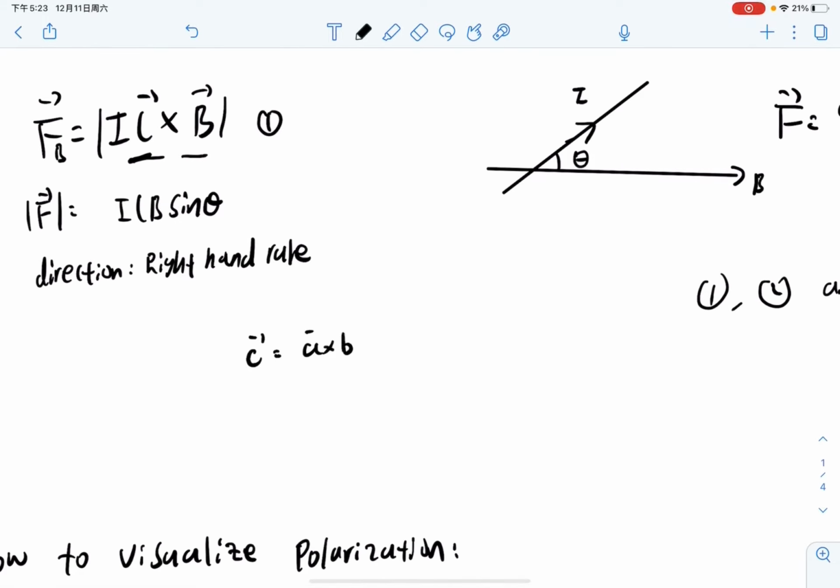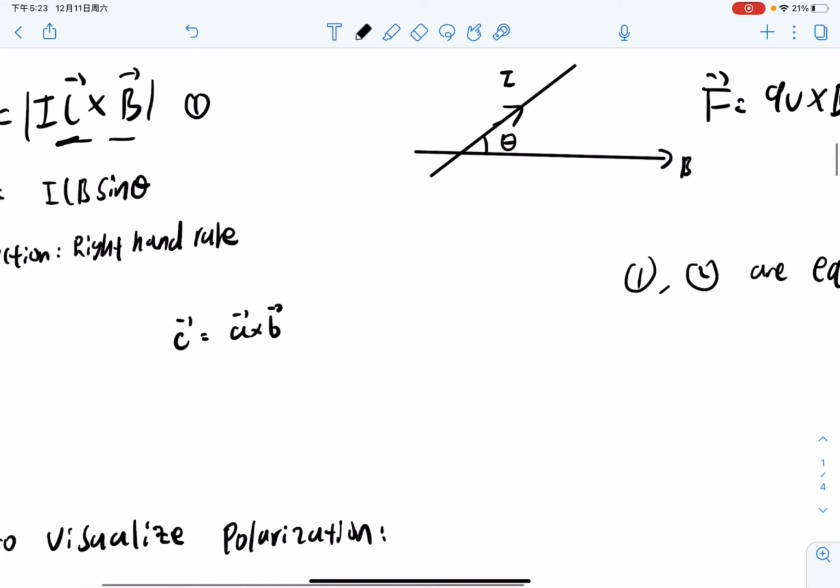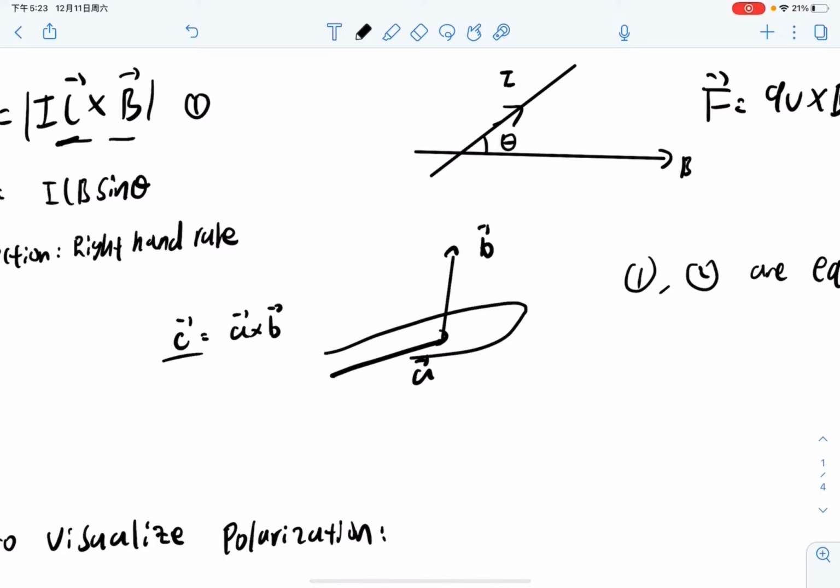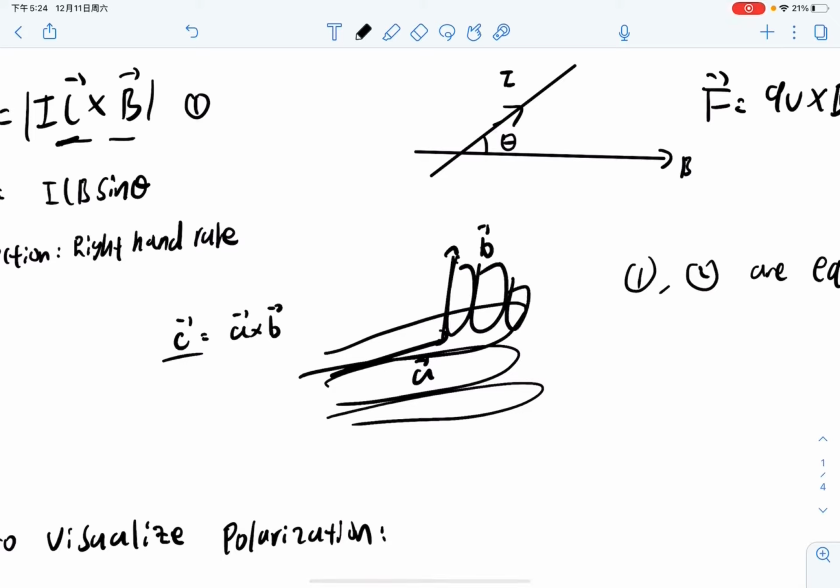For this case, if you have a vector A and here's a vector B, the direction of the vector C is just, if you have four fingers and use your palm, the palm is pointing in the direction of A, and your fingers will fold to the direction of B. And you will see the direction of your thumb is just pointing upward.